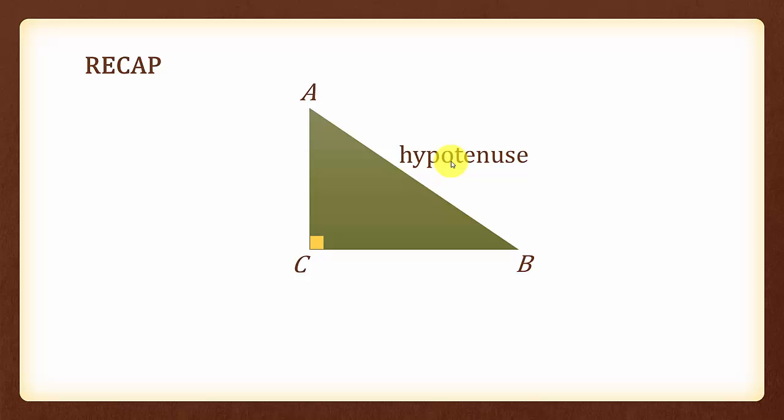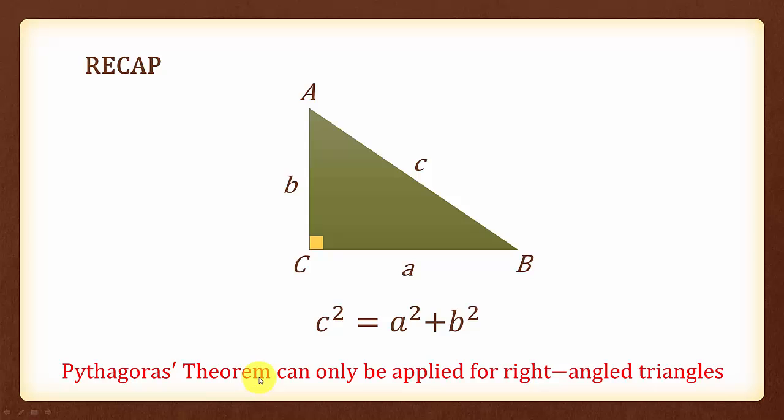We shall call this side C. Let's name the other two sides A and B. The relationship between A, B, and C is given by C squared equals A squared plus B squared. We call this the Pythagoras theorem. This theorem can only be applied to right-angled triangles. Let's look at some examples.